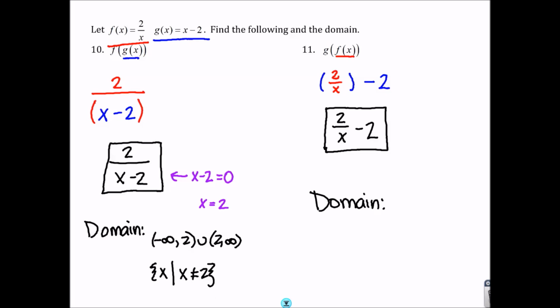Again, we have a fraction, and we are not allowed to divide by 0. So, what value for x would make you end up dividing by 0? If you take the denominator, you set it equal to 0 and solve, you get that x equals 0. So we can have any number other than 0. So we can write that in interval notation or in set notation.